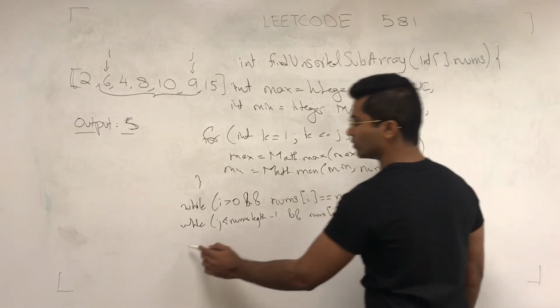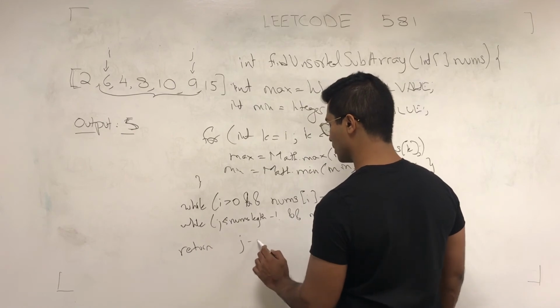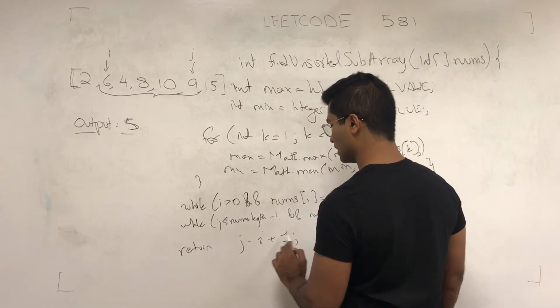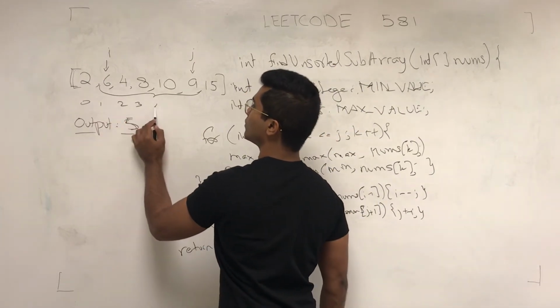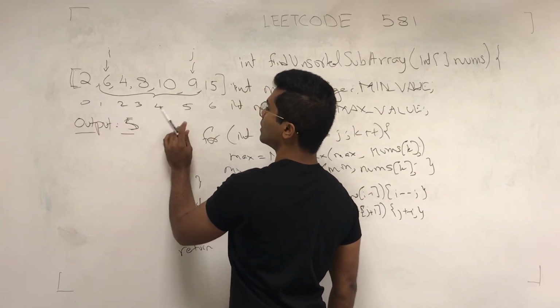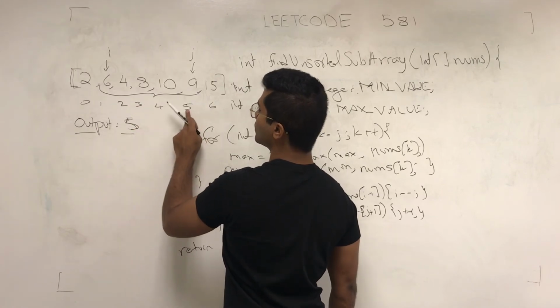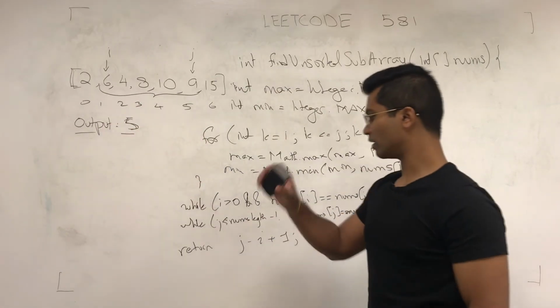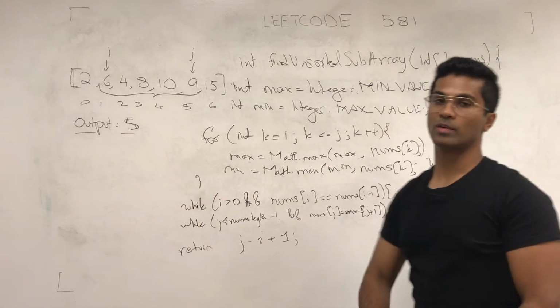And then what we return is the length, right? So j minus i plus 1. So for example, this is going to be 0, 1, 2, 3, 4, 5, 6, right? So 5 minus 1 is 4, and we add 1 to make sure the output is 5. And that's why we're returning j minus i plus 1.